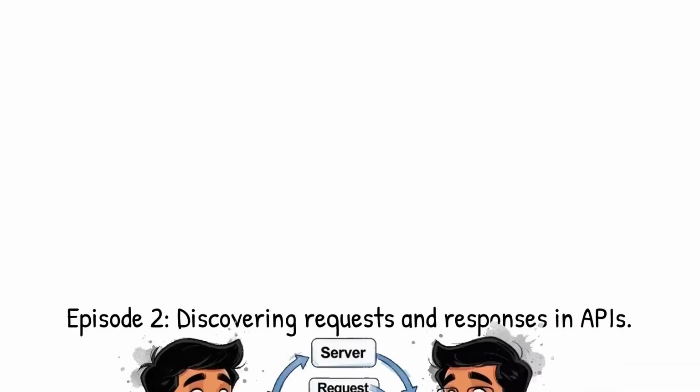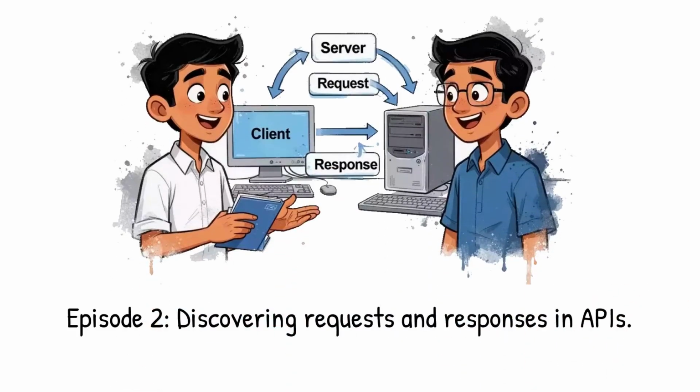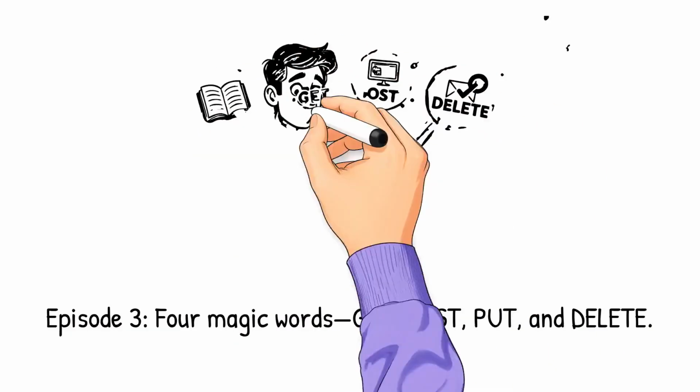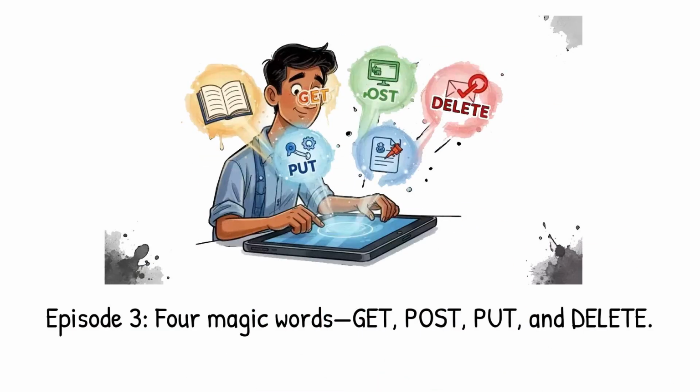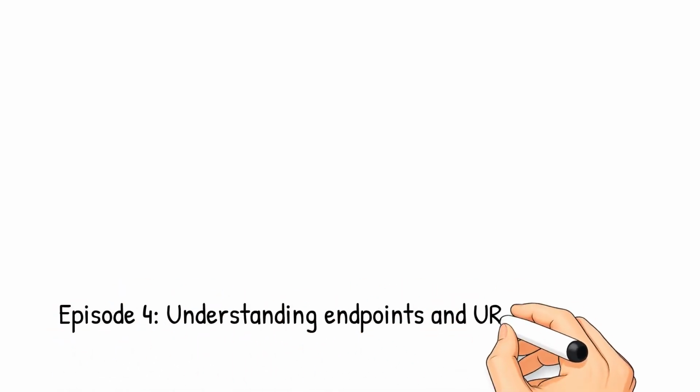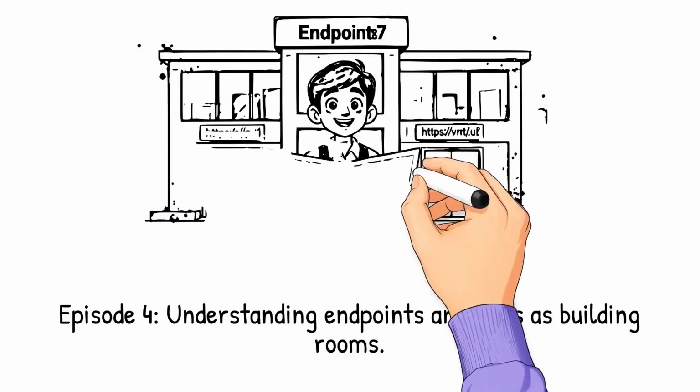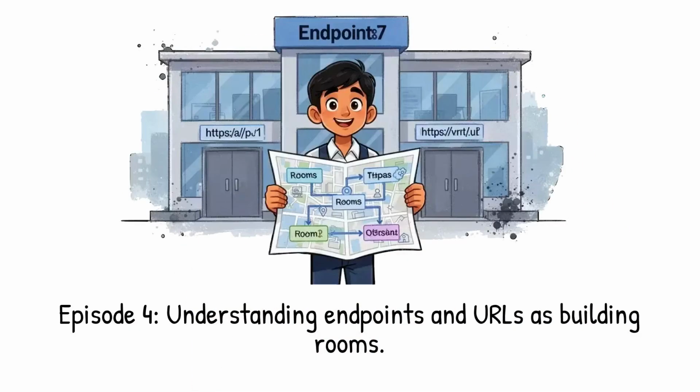In episode 2, you looked under the hood and saw the heartbeat of it all. The request and response. The client asks, the server answers. One simple cycle that runs the entire internet. In episode 3, you learned the 4 magic words: get, post, put, and delete. Read, create, update, delete. The 4 things every app on Earth is really doing. In episode 4, you cracked the code of endpoints and URLs. How every API is just a building with rooms, and how to read any web address like a map.